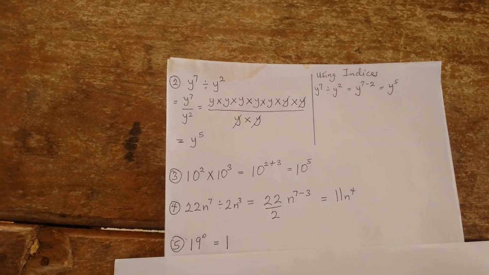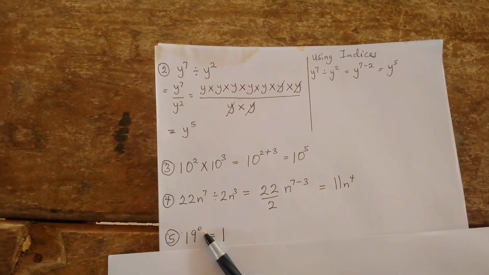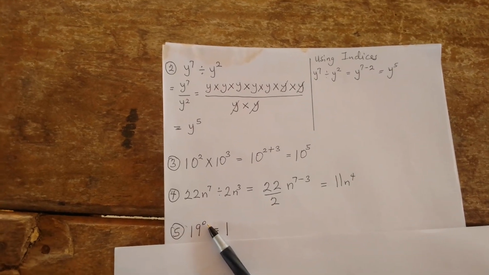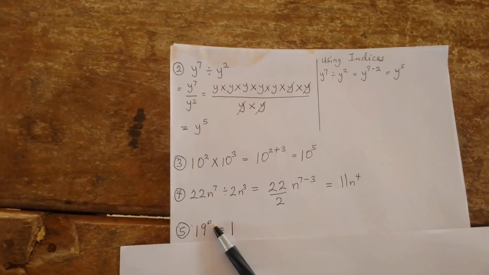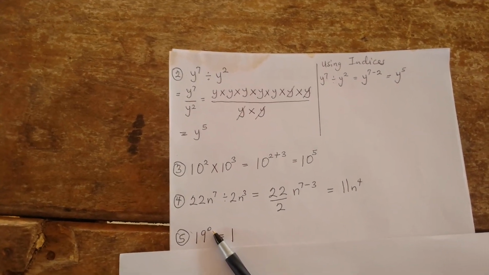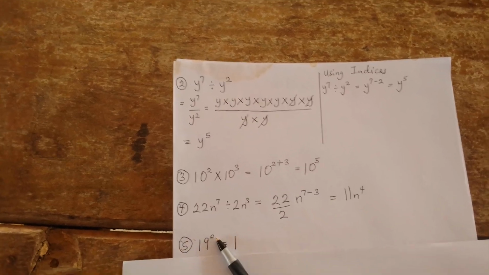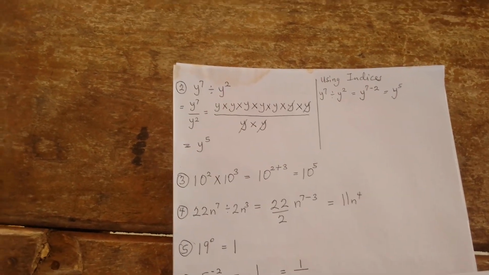Let's take another example. Here you are having 19 raised power 0. Another law says that any number raised power 0 will always give us 1 in indices. So that means this 19 raised power 0 is equivalent to 1.